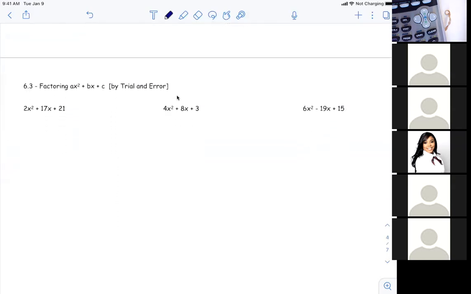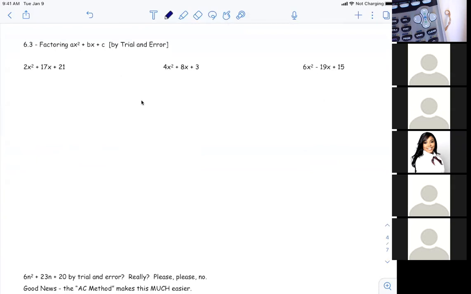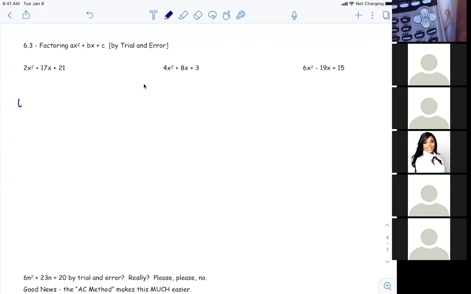Now, here's the other big idea for today. Now there's a number in front of the square term. There's a coefficient other than 1 for the x squared term. So numbers that add up to 17 and multiply out to 21, that idea is not going to work here. If you don't believe me, try it.